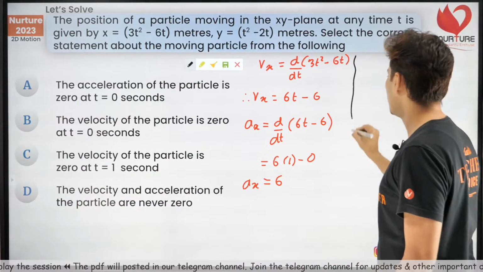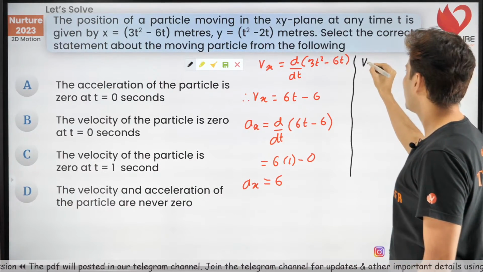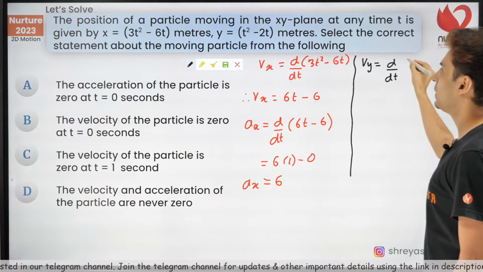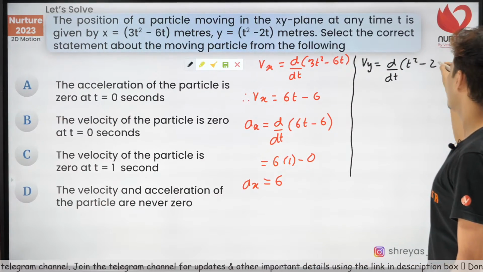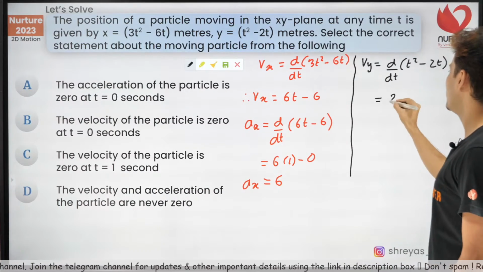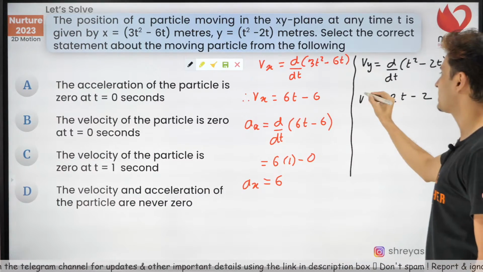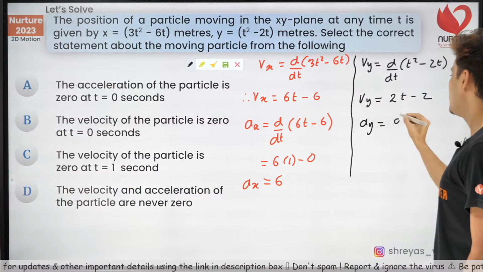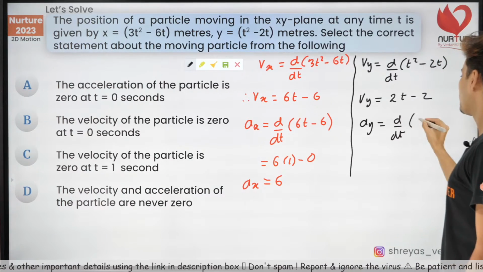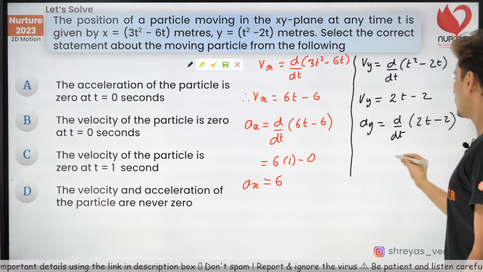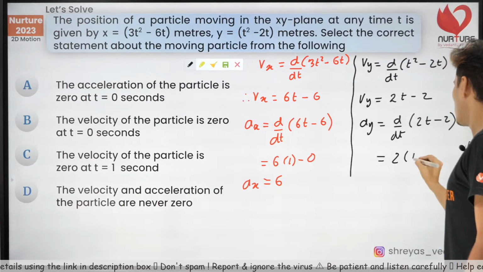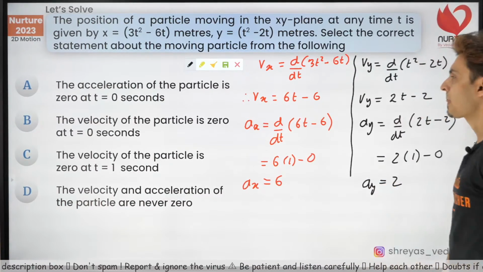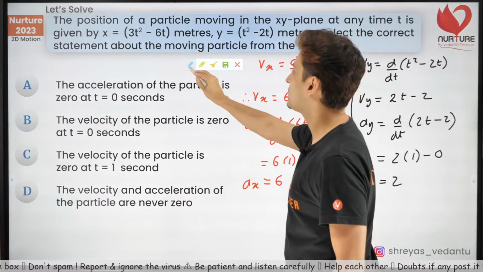Similarly, over here, you will get Vy. Vy is d by dt of t square minus 2t, so it's going to be 2t minus 2. That's Vy. Now Ay will be d by dt of 2t minus 2, which is 2 into 1 minus 0, which is just 2. That's Ay. Now try to look at the options.